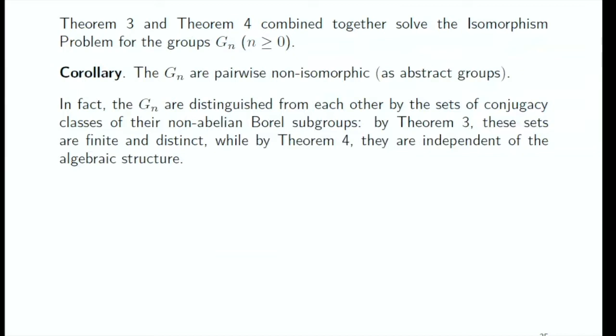So theorems 3 and 4 combined together imply that the G_n are pairwise non-isomorphic. So those invariants which distinguish G_n are exactly the sets of conjugacy classes of non-abelian Borel subgroups. By theorem 3, the sets are finite and distinct, and by theorem 4, they're independent of algebraic structure. So really, we extract n by extracting p_n, the number of partitions of weight n.